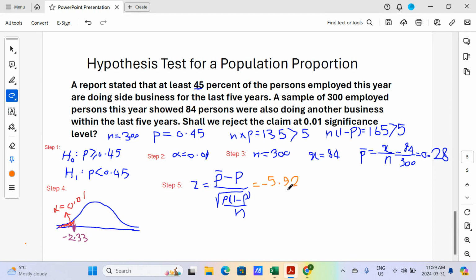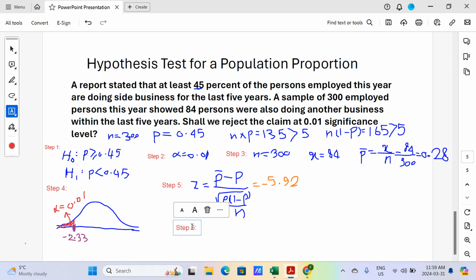So the z value of p bar falls within the rejection region. P bar falls within the rejection region. So we reject H0. Okay, so here in step 6, I need to make a conclusion. What is the conclusion? Step 6.